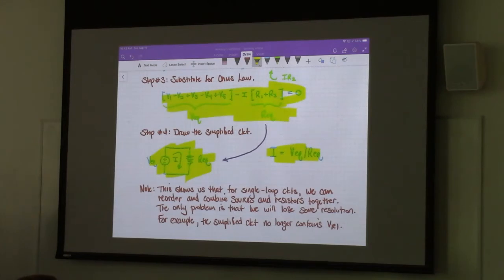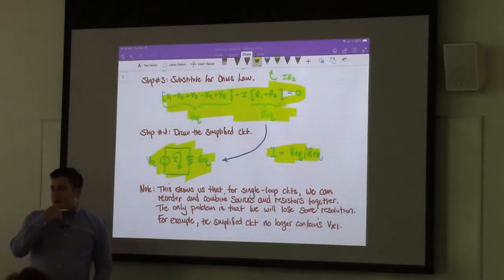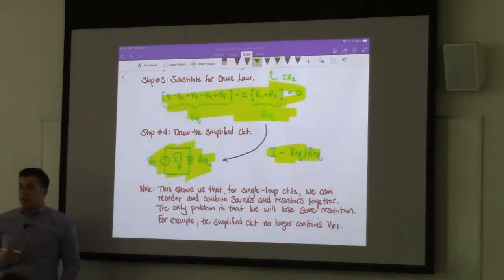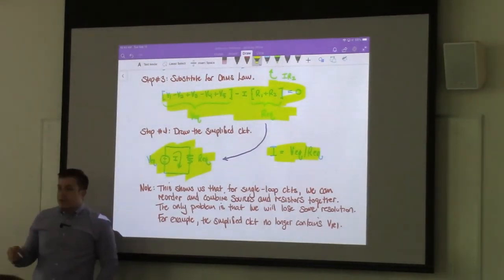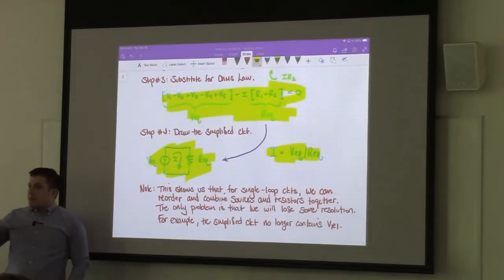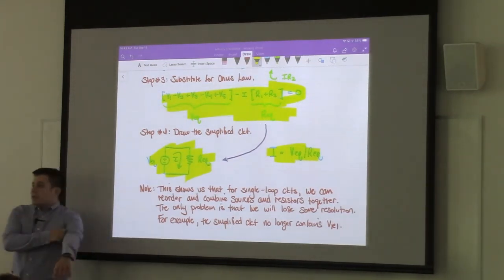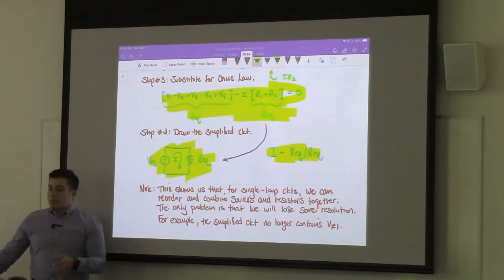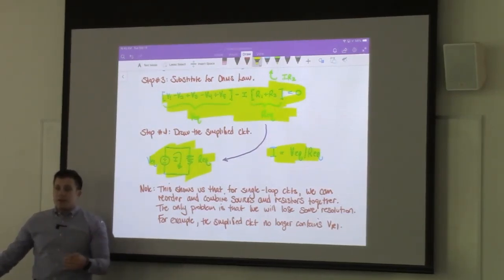Single voltage source, single resistor, I will equal V over REQ, right? The problem is that you will lose resolution, meaning that some of the values, as you simplify, are going to go away. And this is something that we're going to see multiple times throughout this class. A lot of times we'll have strategies for solving circuits that require us to simplify and pull values out of the circuit.